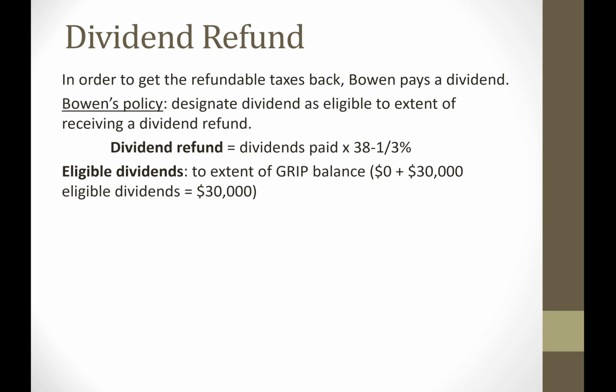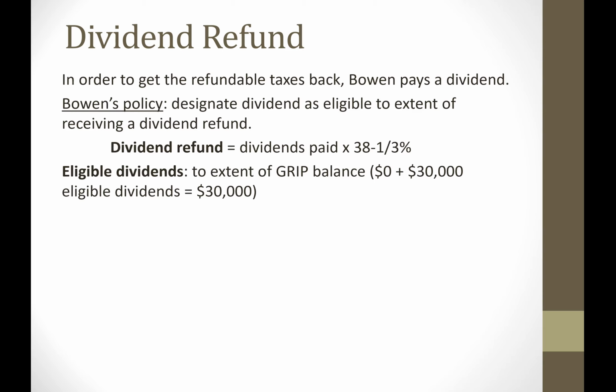Now, we were told in the question that the balance in their GRIP at the end of last year was 0. This year, we know that they received $30,000 of eligible dividends. Remember, from those Canadian public corporations? So we know that that amount would get added to the GRIP balance. So at the end of 2019, Bowen should have a GRIP balance of $30,000.